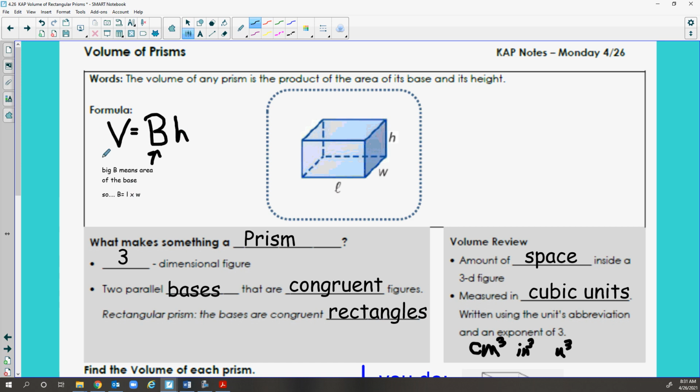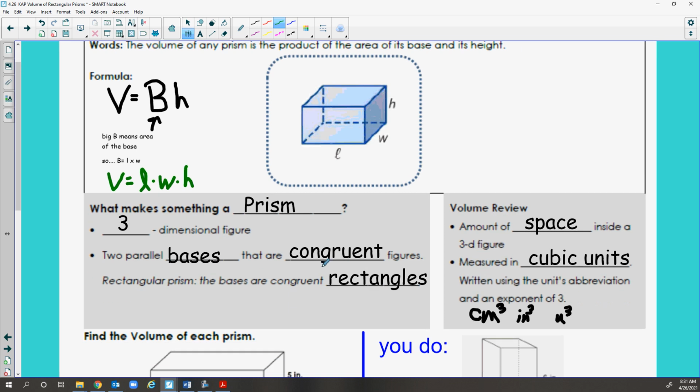You'll see it presented like this on your STAAR chart: volume equals big B times H. But I want you to also remember that this formula really means this: volume equals the length times the width times the height. Okay? So we have to talk about what makes something a prism.